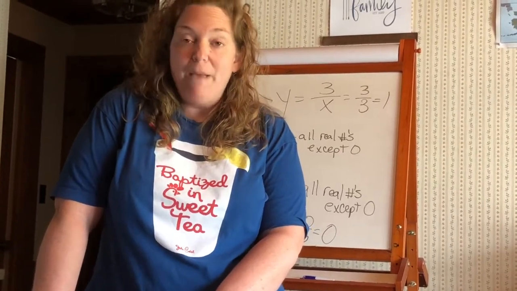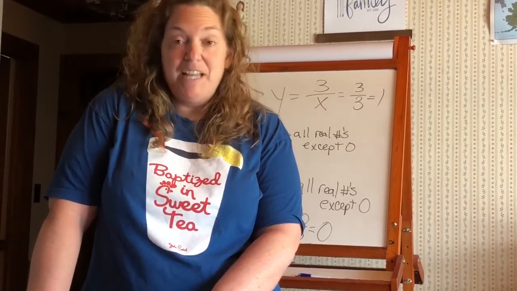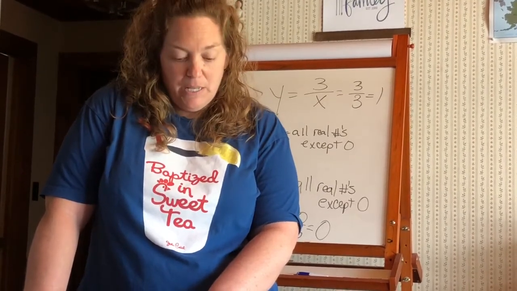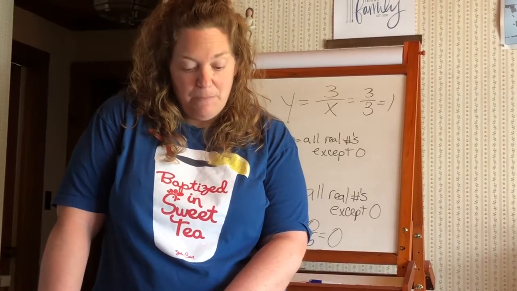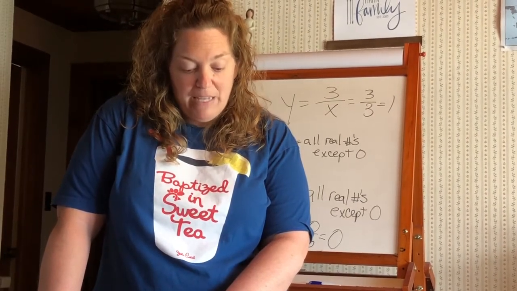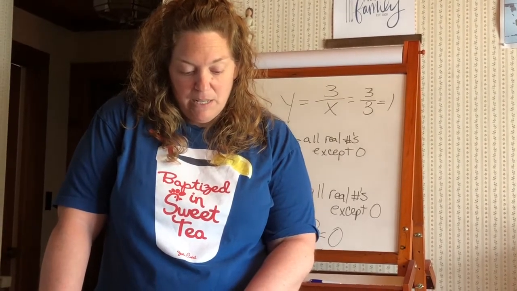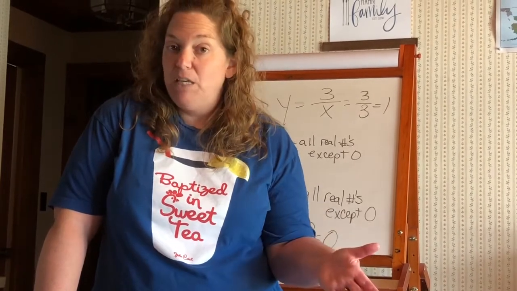First, let's look at the domain. The domain is what the x can equal. Well, that's in the denominator. Remember, the denominator cannot equal 0. So what would make the denominator 0 would be 3. So we know the domain cannot be 3. So we look at letters A and B, all real numbers except 3. So we know our answer has to be either A or B.